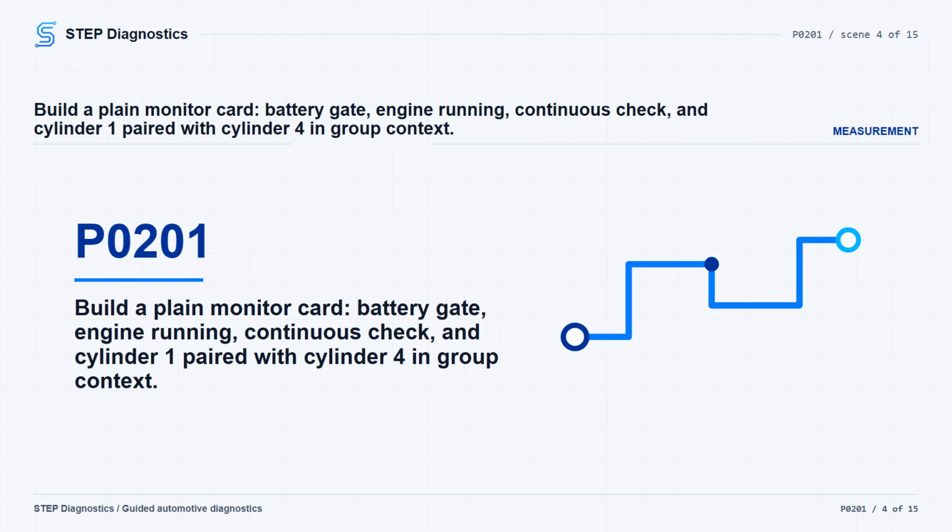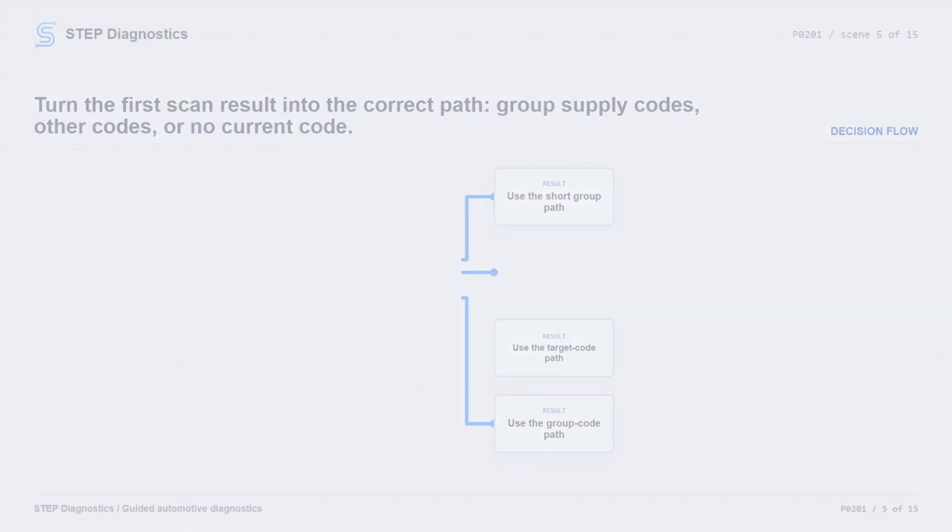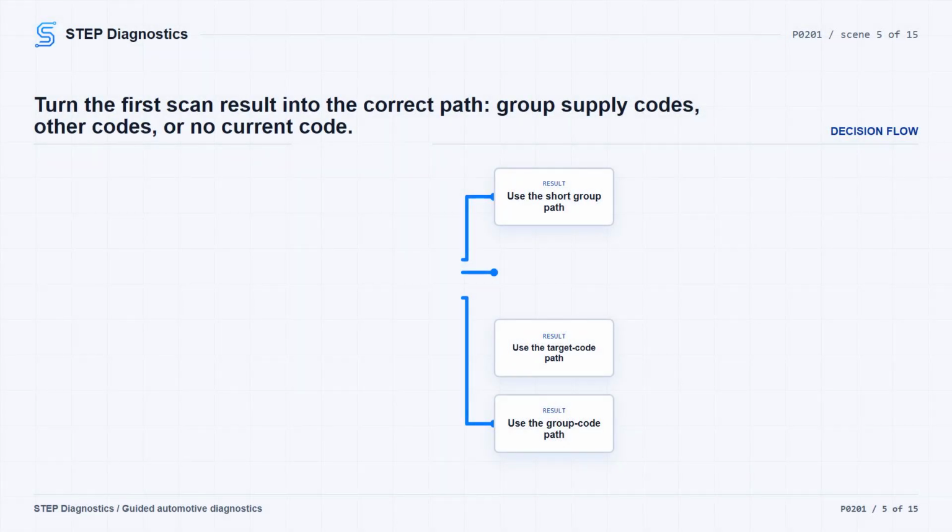For cylinder 1, also remember that cylinder 1 and cylinder 4 are in the same injector group, so group-related codes can change which electrical path you take. With ignition on, vehicle in service mode, use this verification for the fuel injector component code. First, sort the scan results. If injector group supply codes are present, or if other codes are present, do not ignore them. Use that information to pick the correct branch.